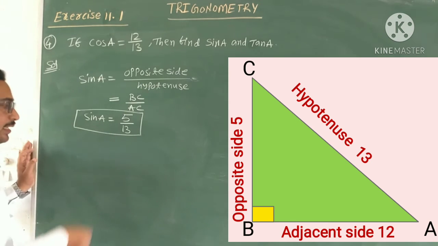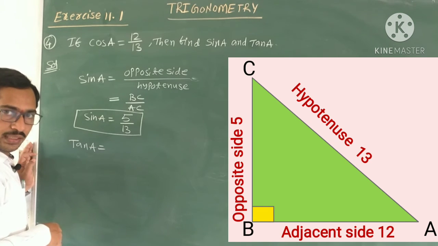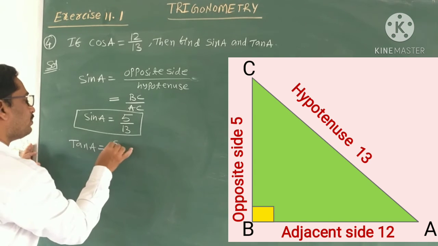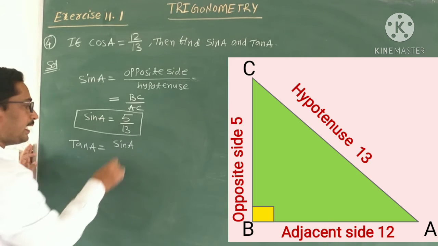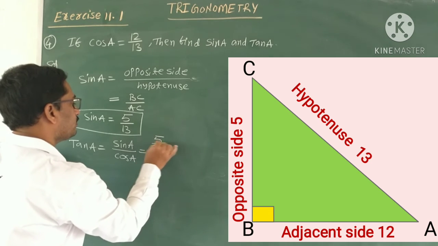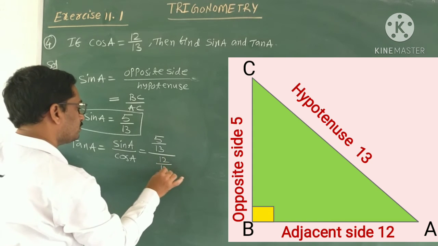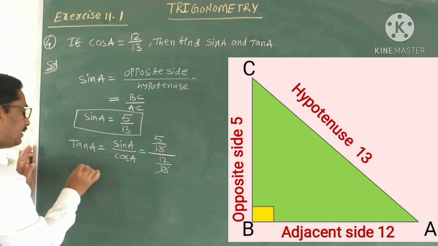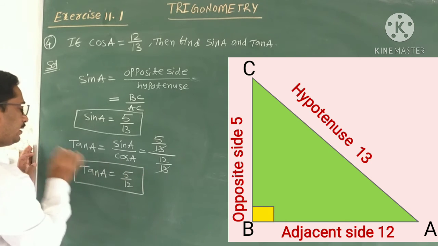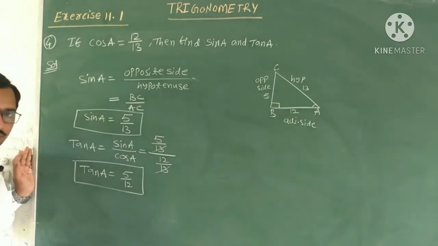Next find out tan A. Tan A formula, you can apply direct sin A by cos A or write in terms of sides, opposite side by adjacent side. But here I am applying the trigonometric quotients formula, sin A by cos A. Sin A value 5 by 13, by cos A value is given 12 by 13. So denominators 13 cancel. Tan A equal to 5 by 12, opposite side by adjacent side, 5 by 12.